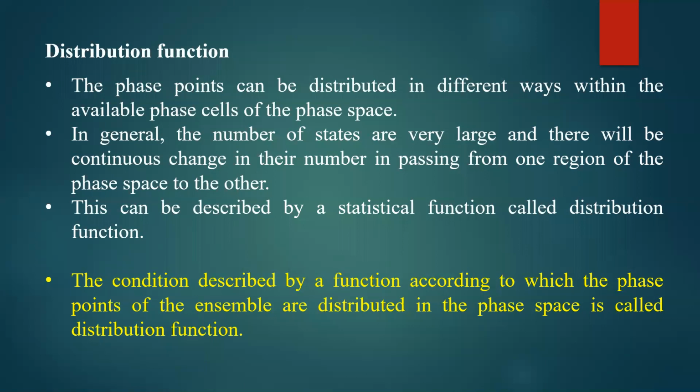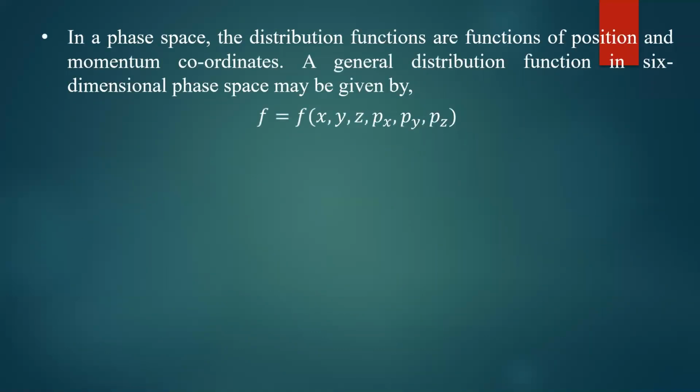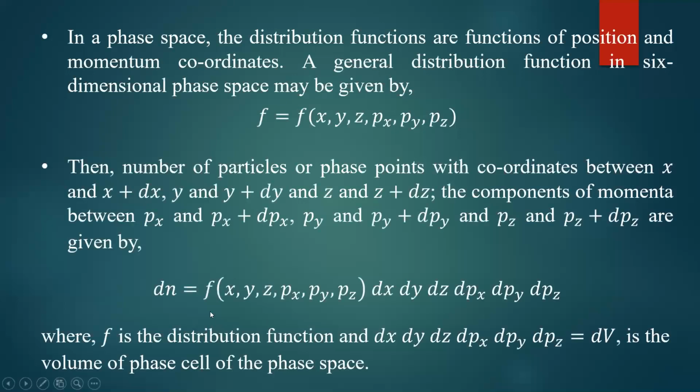Okay, so just to remember, distribution function is the equation which gives the explanation of distribution of particles in a particular system. That is called the distribution function. Next, in phase space, the distribution functions are functions of position and momentum coordinates, and that is given by f equal to a function of x, y, z and px, py, pz. So that is a function of position and momentum coordinates.